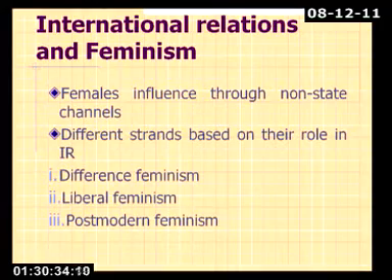So as a result of this, the women's movements were, as I told you earlier, through NGOs and through the internet revolution, their aspects and demands were being spread worldwide. Now, in international relations, there are different strands of thought which are based on where they stand in international relations. So there are different strands based on their role. One is difference feminism, second is liberal feminism, and third is postmodern feminism.